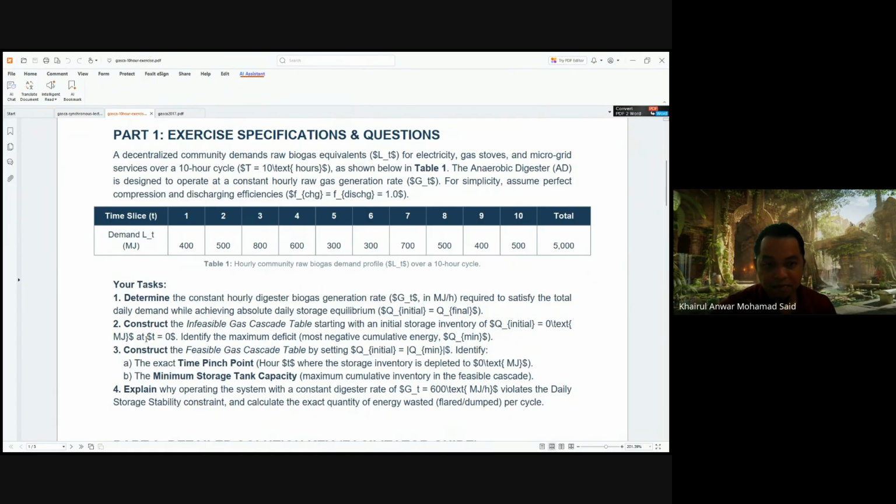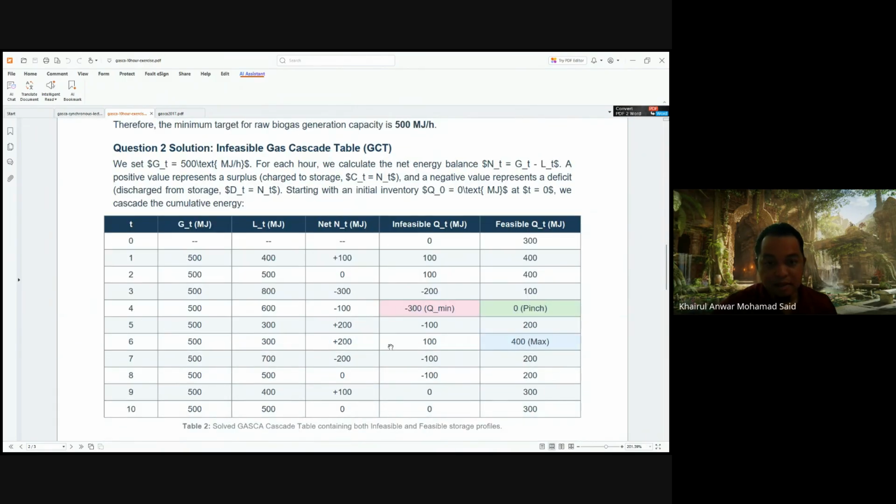Inhibition. So it looks like this. Basically, you have your time slice, the GT and the LT. GT, we start at 100. So NT is GT minus LT. Then we find the infeasible, which is GT equal to 0. And then we do the cascading.